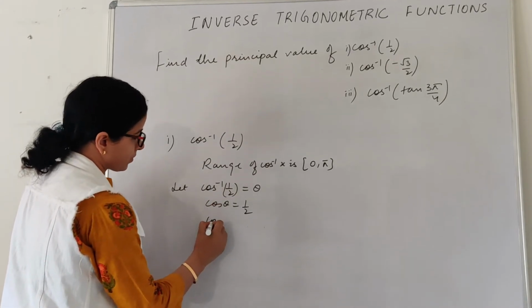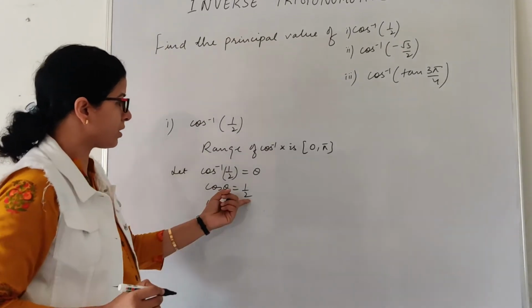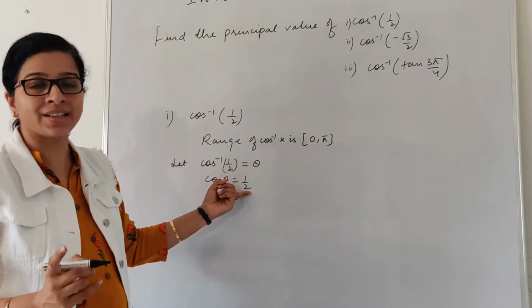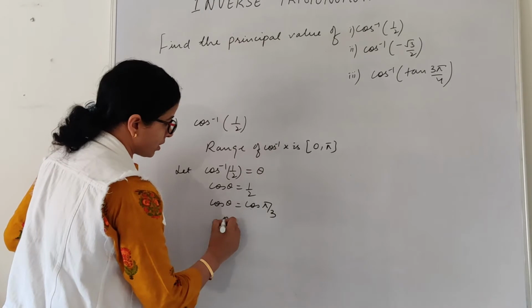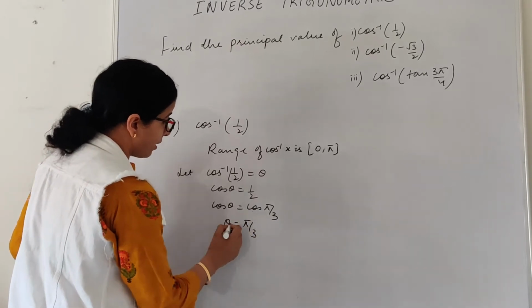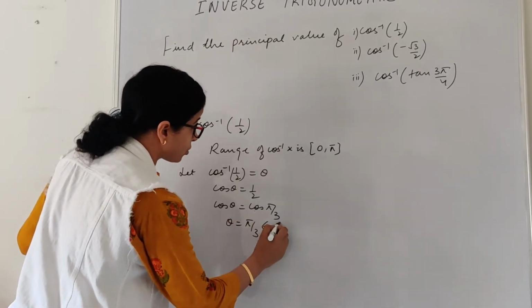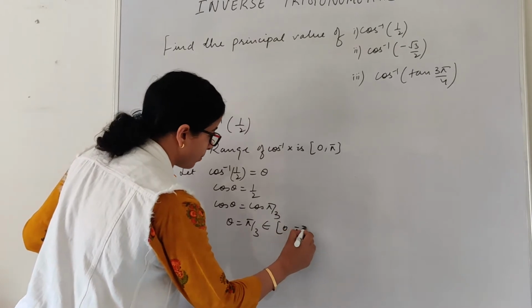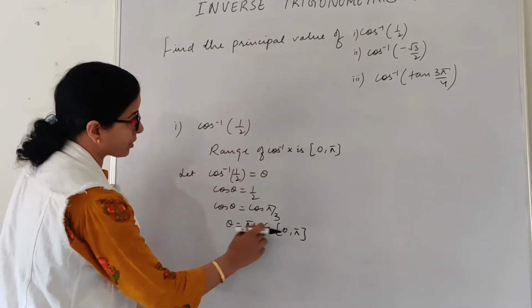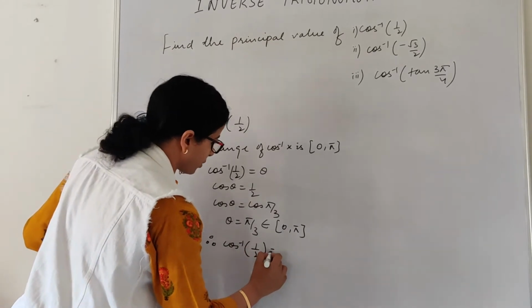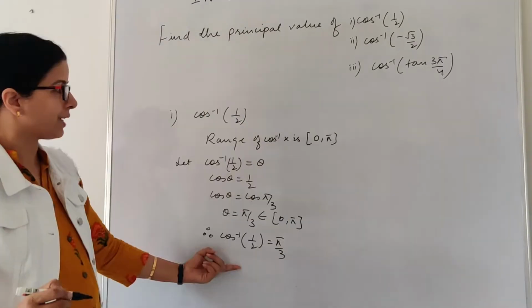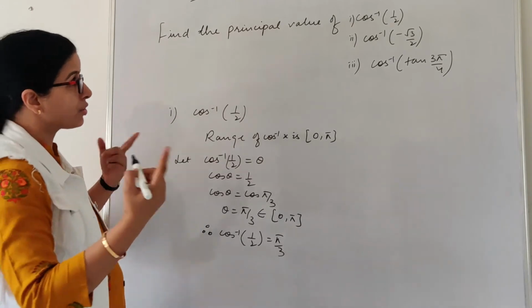So cos theta is equal to half. When is cos half? At 60 degrees. Okay, so cos pi by 3. So theta is equal to pi by 3, and check it belongs to 0 comma pi, right? It belongs. Hence cos inverse half equals pi by 3. Is that clear? Okay.